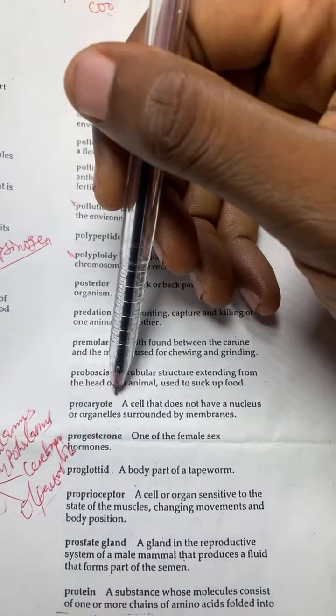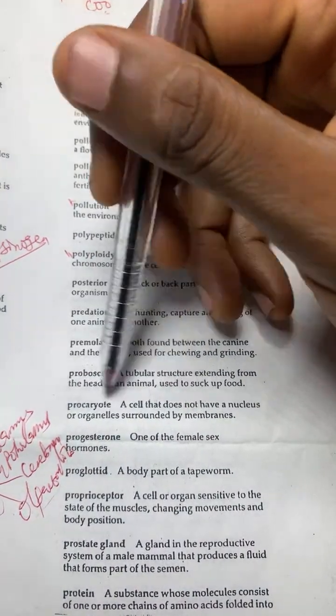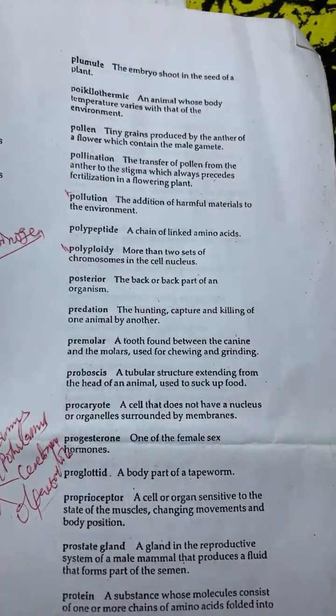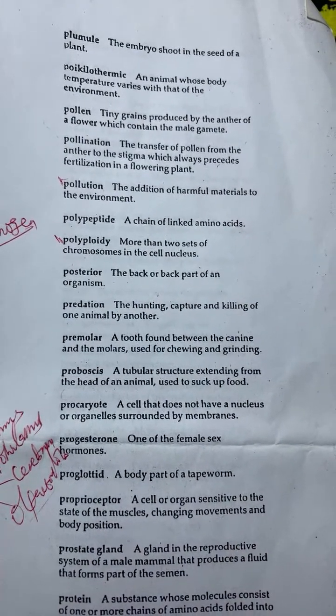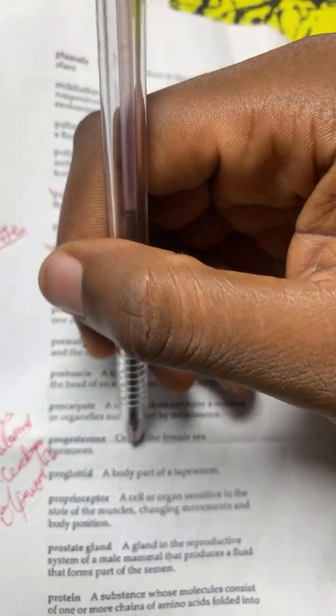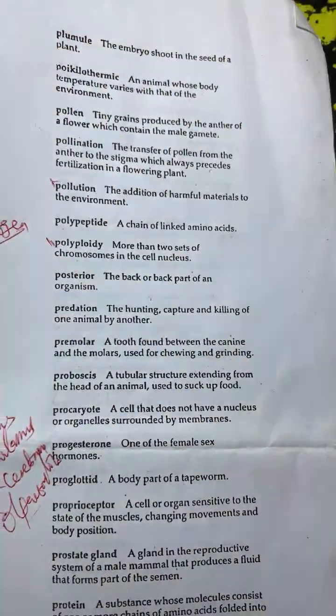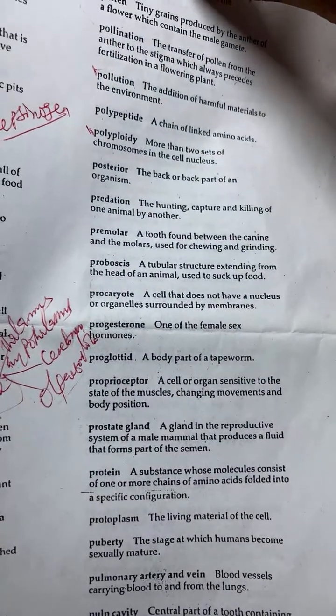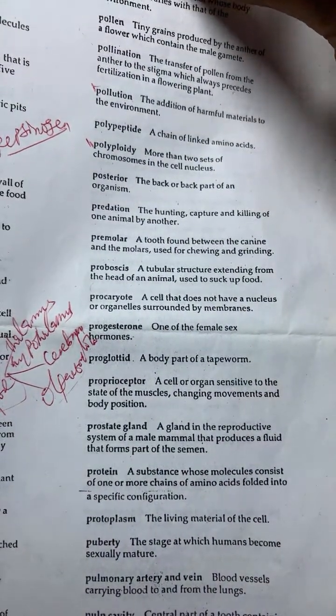Now, we have prokaryotes. A prokaryote does not have a membrane-bound nucleus. Are we there now? A prokaryote does not have what? A membrane-bound nucleus. We have what we call progesterone. It's one of the female sex hormones. It is also what? An endocrine hormone. Why is it an endocrine hormone? Because it is produced in the pituitary gland.